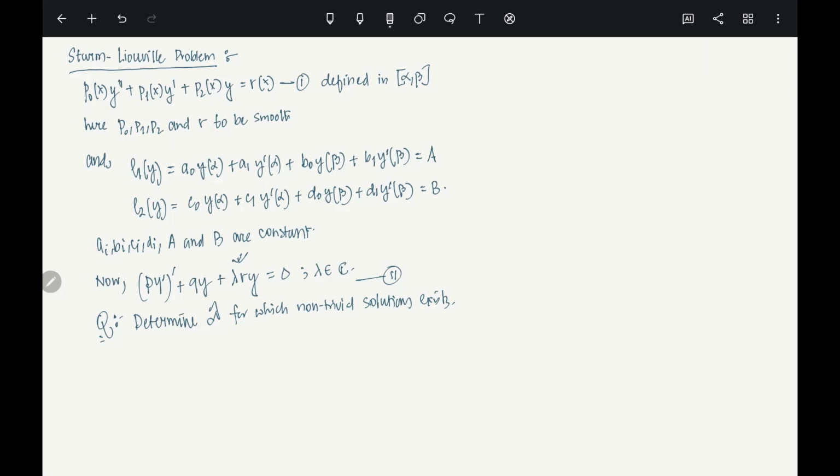So you got the idea. Essentially this is the equation, and for this equation you have to find the lambdas for which non-trivial solutions exist. For some lambda there is a unique solution, for some lambda there is no solution, and for some lambda there will be infinitely many solutions. So you have to keep track of such lambdas for which there are non-trivial solutions, and the boundary data that we have to determine.